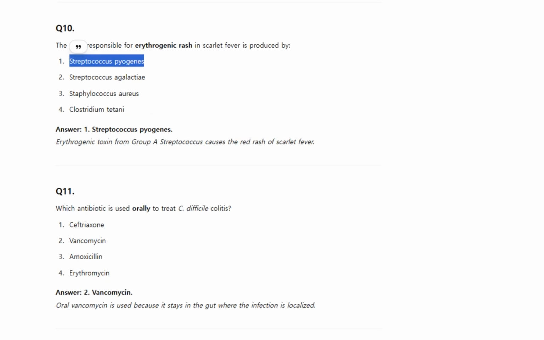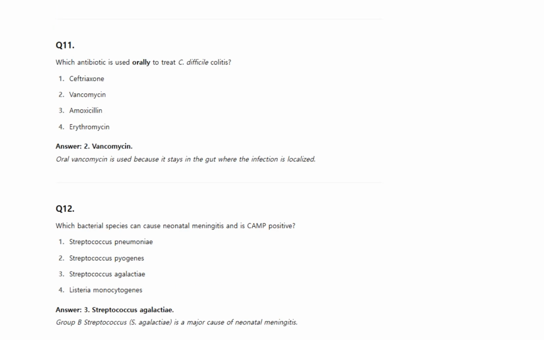Q11. Which antibiotic is used orally to treat C. difficile colitis? 1. Ceftriaxone, 2. Vancomycin, 3. Amoxicillin, 4. Erythromycin. Answer: vancomycin. Oral vancomycin is used because it stays in the gut where the infection is localized.